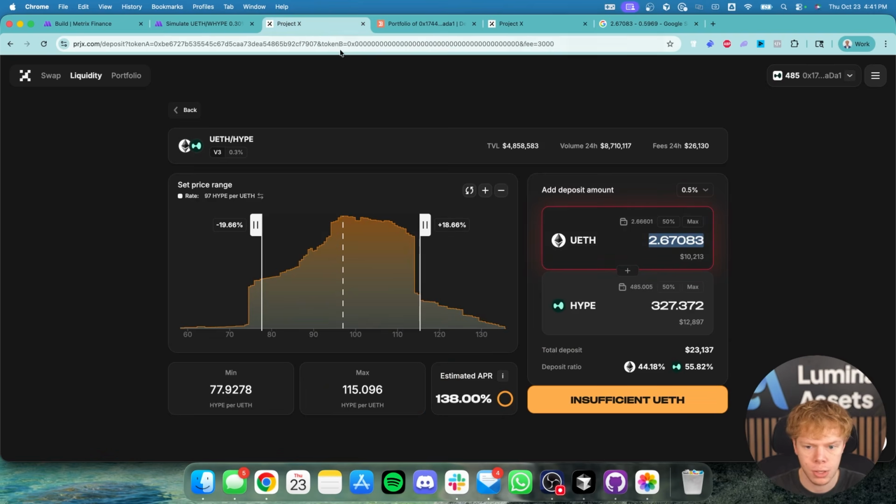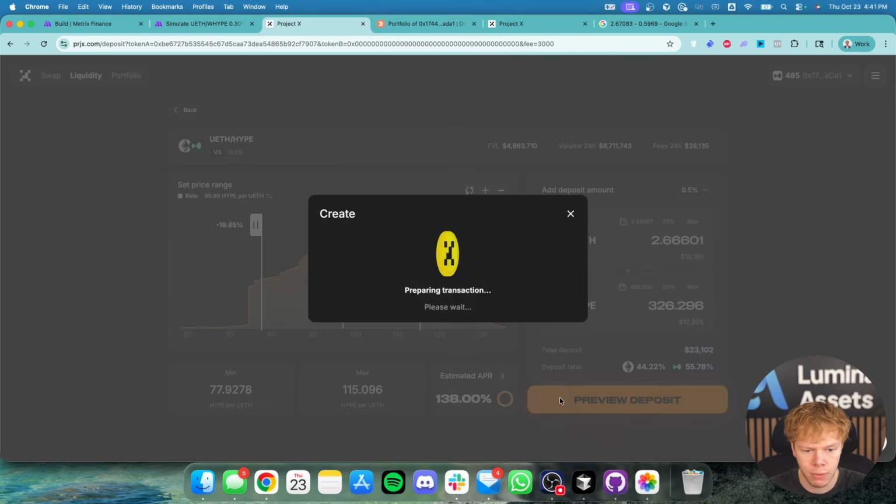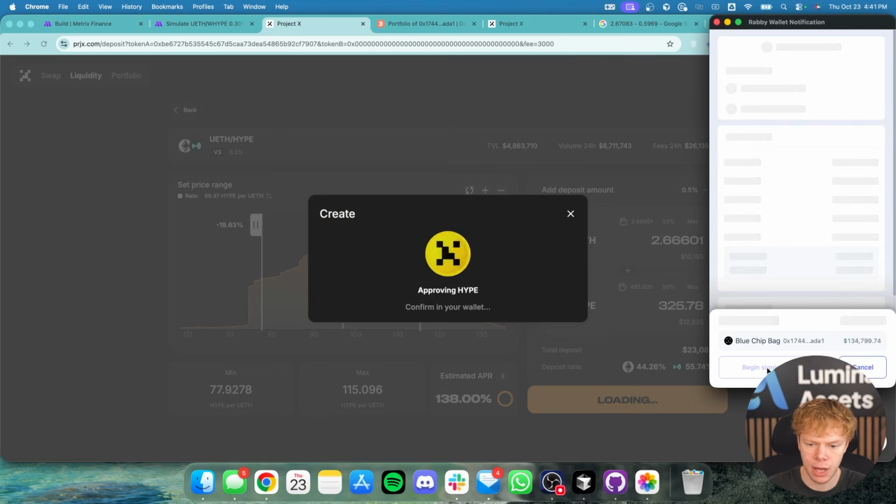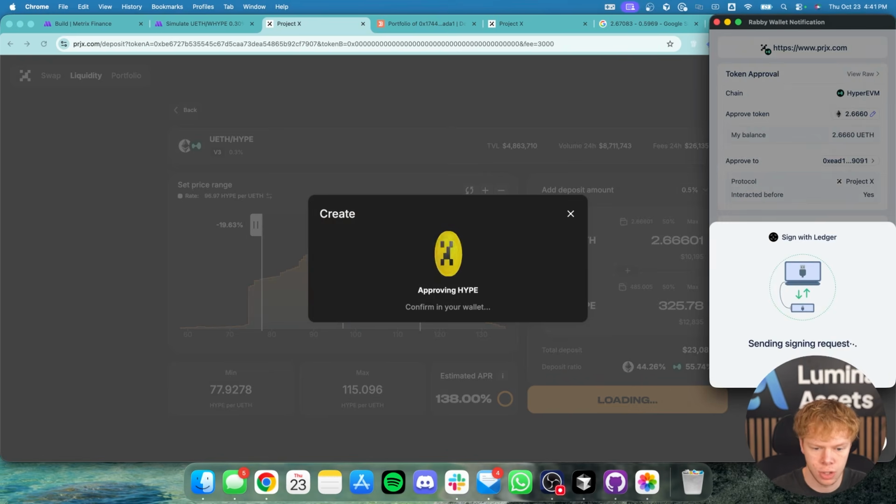Transaction has gone through. So we'll go back over to Project X. I'm going to hit max next to the amount of ETH. It's going to deploy 23 grand. I'm going to preview it, and we're actually going to invest our capital into this liquidity pool just like that.